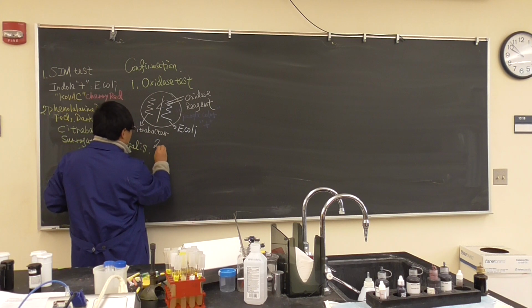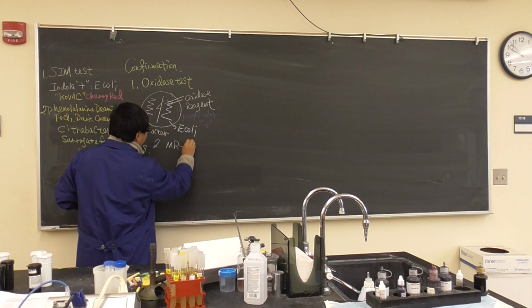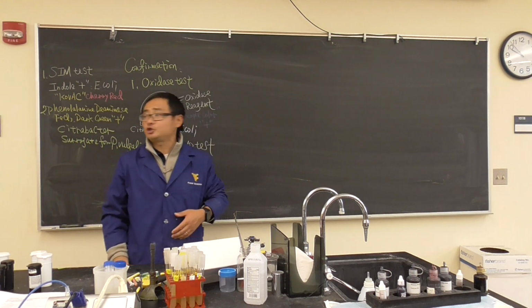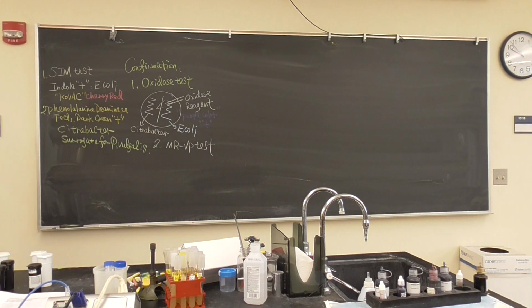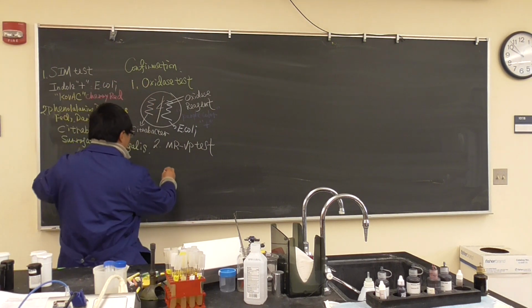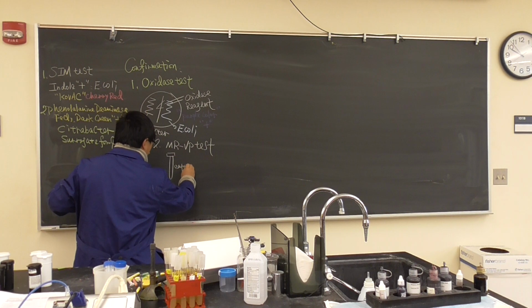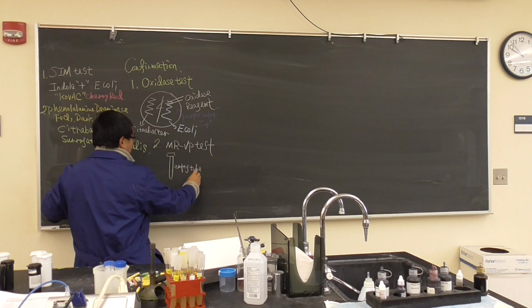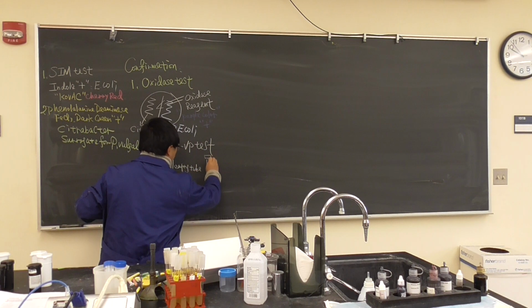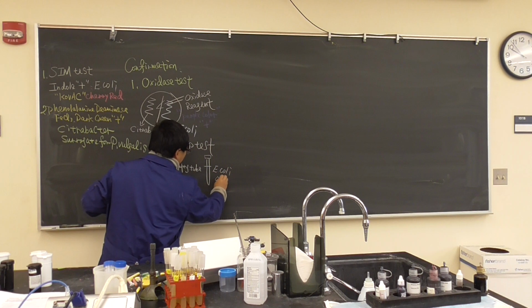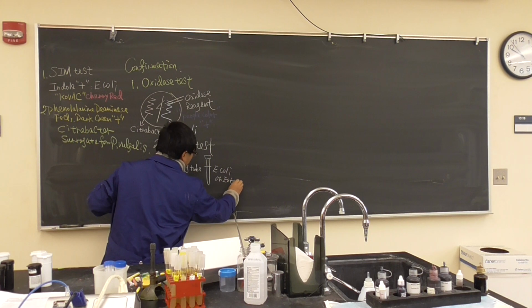Number 2, MRVP test. Okay, you need to have an empty tube. So you will get an empty tube right here. Everybody needs to get an empty tube. Okay, so how do you do it? This is your empty tube. And this will be your solution. You're already growing there. It doesn't matter, it's either E. coli or Enterobacter.